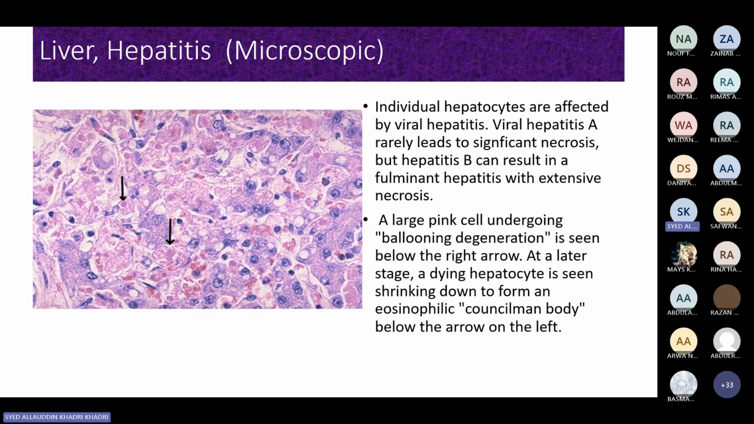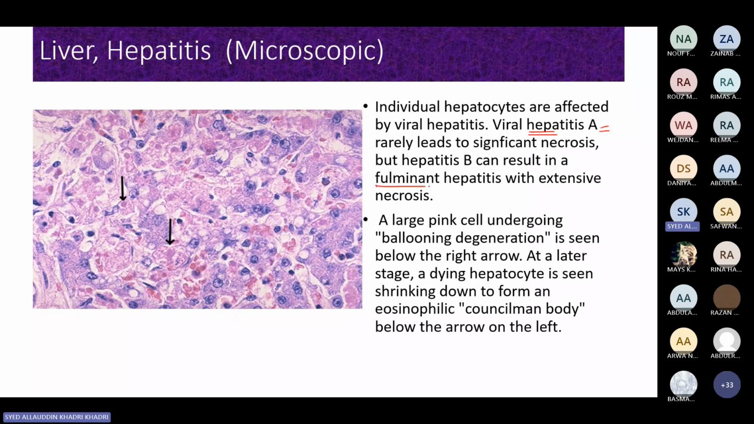Again, more higher power. Individual hepatocytes are affected by viral hepatitis. Viral hepatitis A rarely leads to significant necrosis. So usually you have a fecal-oral route, and it comes as an acute hepatitis. There is no significant necrosis, but hepatitis B can result in fulminant hepatitis.